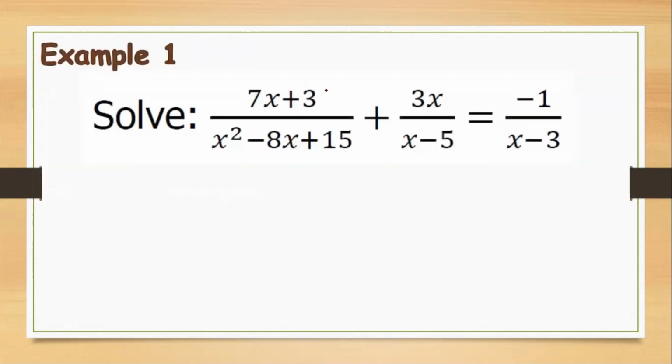So let's try to solve this one. First, step 1, we have to find the LCD. Okay, so let's factor this out. This one is factored as x minus 5 times x plus 3. Sorry. It's not x plus 3, but x minus 3.